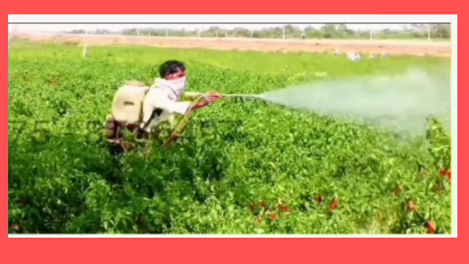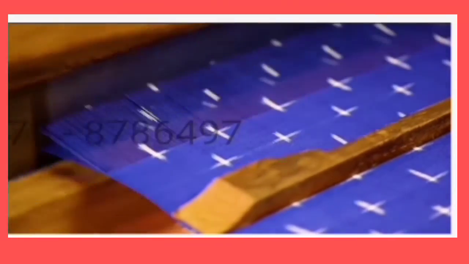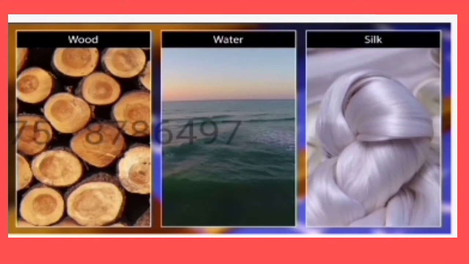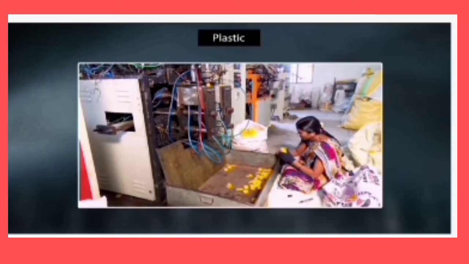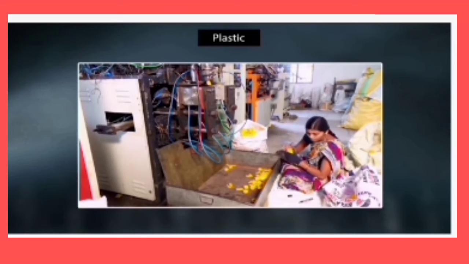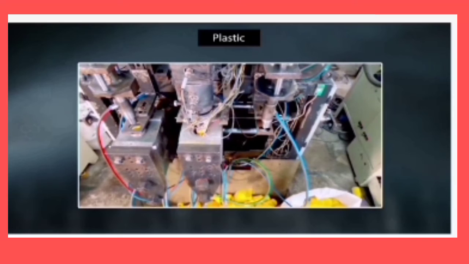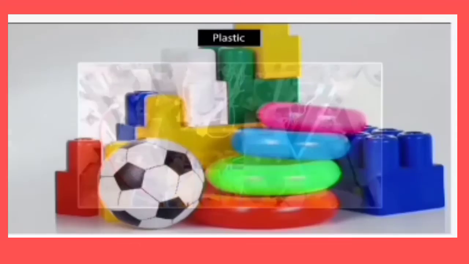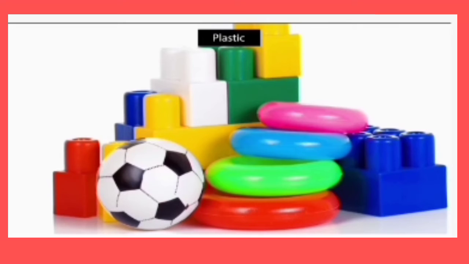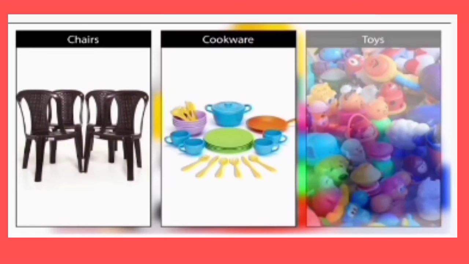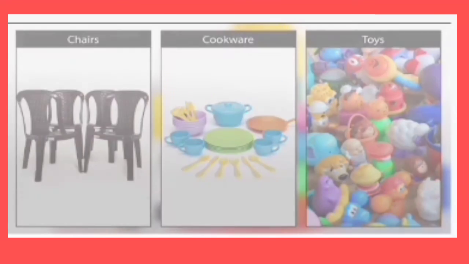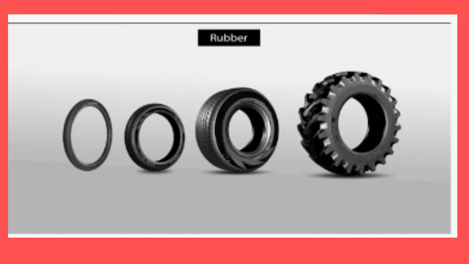Anything that is made of matter can be considered as a material. For example, wood, water, silk, and so on. Let us take the example of plastic. It is a durable, low-cost material which is a bad conductor of heat and electricity. It can be used to make things of different shapes and sizes, such as chairs, cookware, toys, and so on. Rubber is another material used to manufacture tires and other objects.